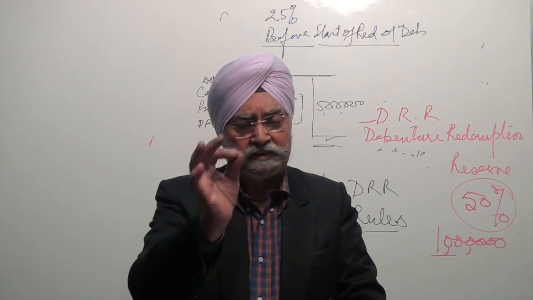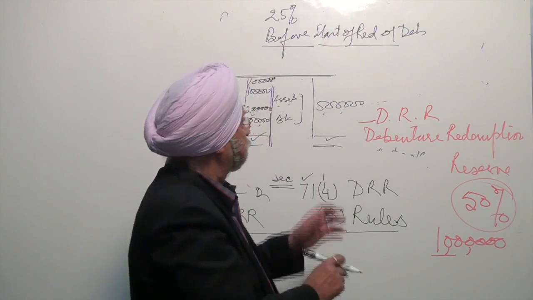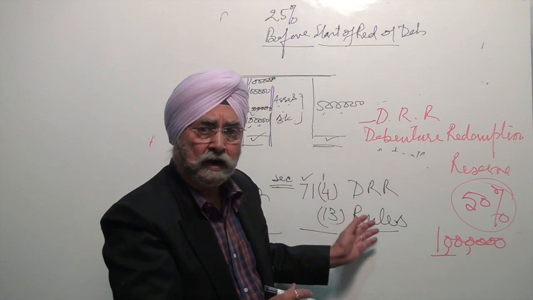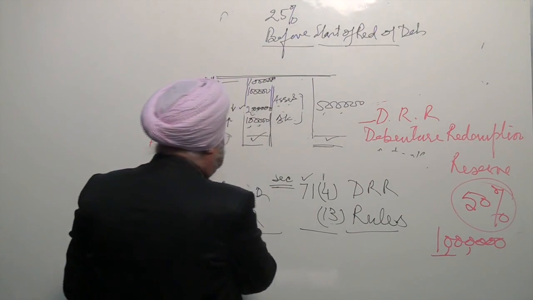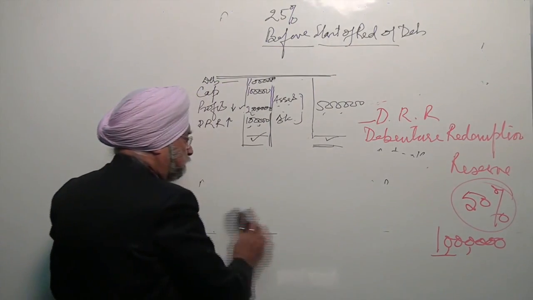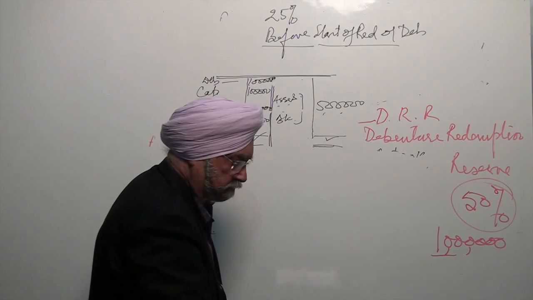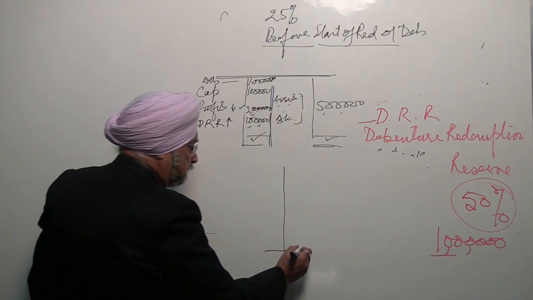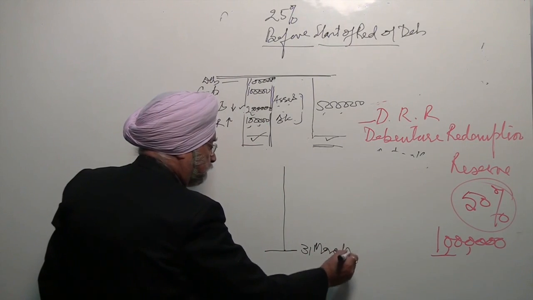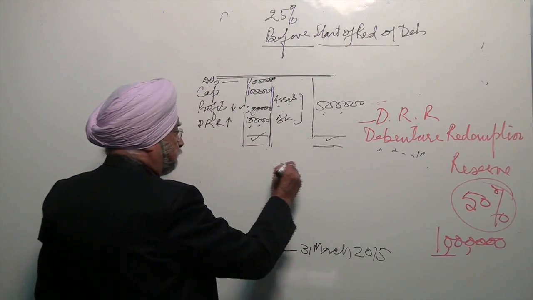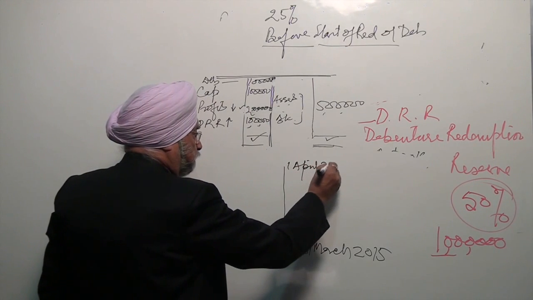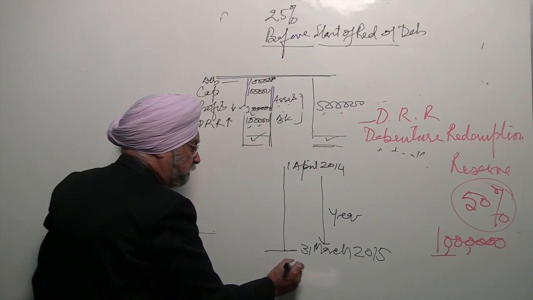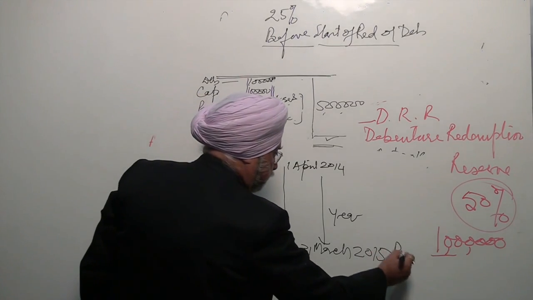Most important point in the rules, please remember this. Rule 18, Sub-Rule 7, C part. C part says something very interesting. Say this is the timeline. This is 31st of March 2015. This is 1st of April 2014. And this is 1 year. The debentures are to be redeemed here. This is the redemption date.